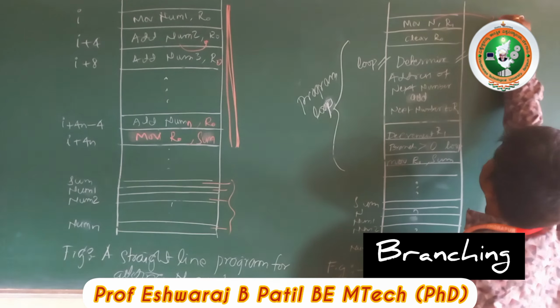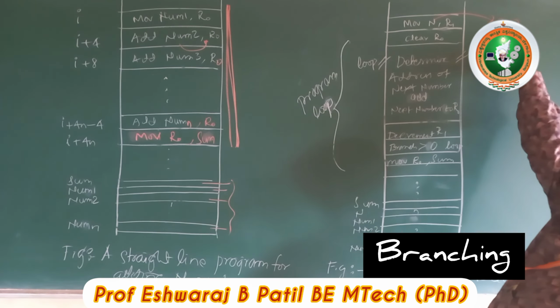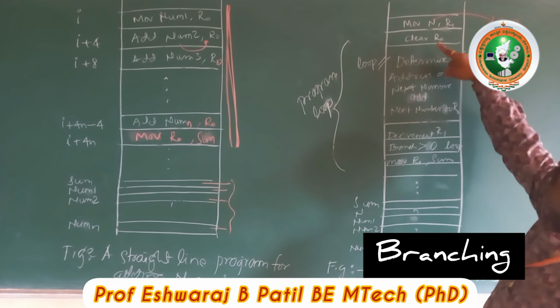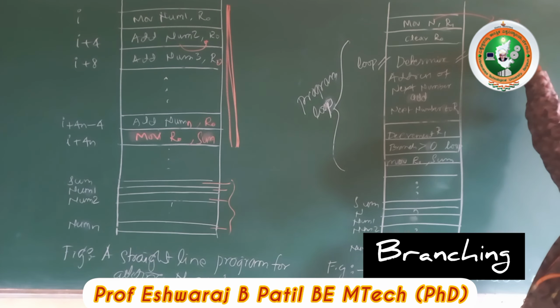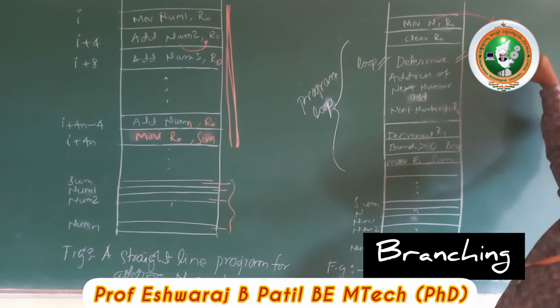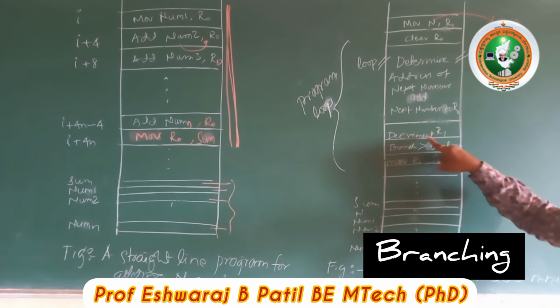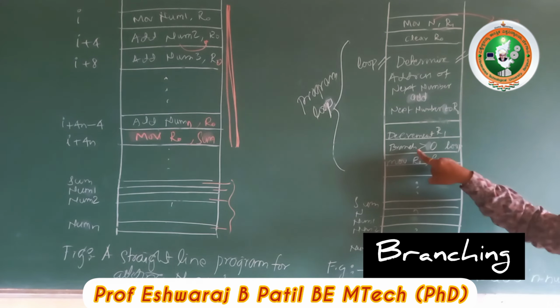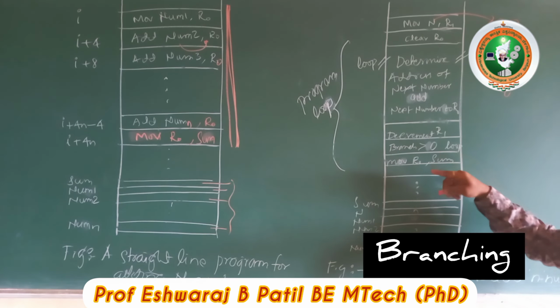For example, consider 20. Up to n numbers, up to 20 numbers, it is adding together, incrementing. And this is always decremented: it was earlier 20, then 19, 18, and 17. Like this, we decrement r1, and the branch repeats until it reaches 0.